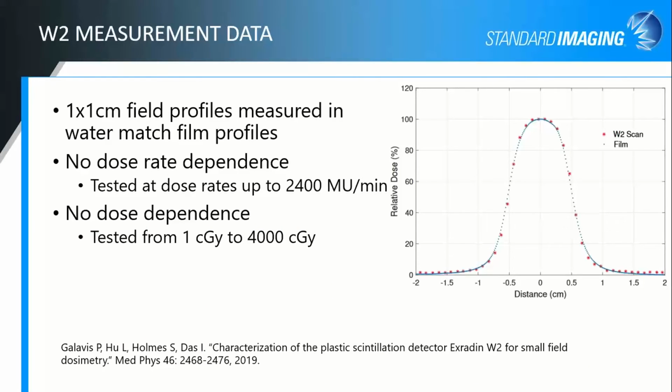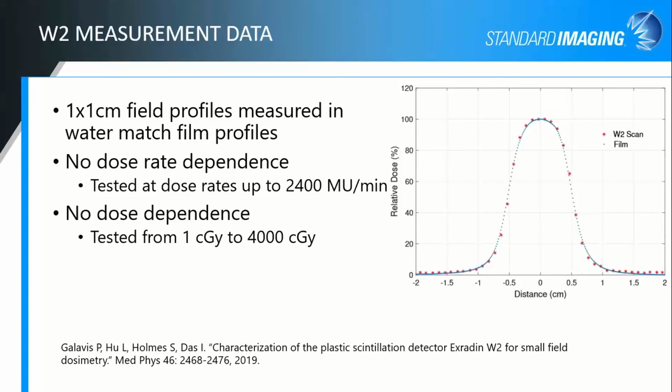A little bit of examples here of what people have done with the W2. This was the initial publication that came out from NYU Langone, just comparing the W2 with radiochromic film for scanning. So this is a 1 centimeter field, comparing the W2 scan with the film measurement. And also looking at some of the other characterization components of the fiber, just to make sure that nothing had changed from the W1. It's the same fiber, honestly, so we didn't expect any change. None of the construction was different.